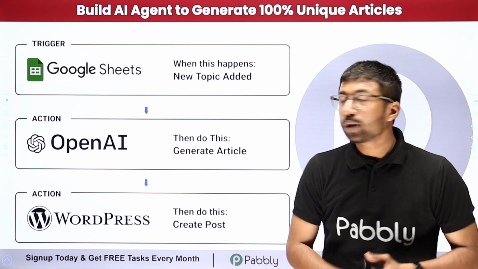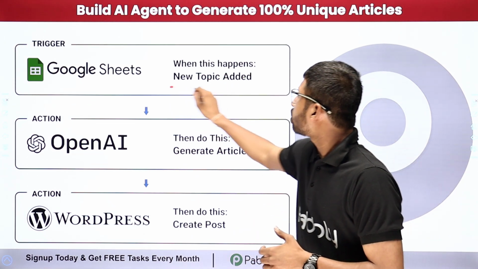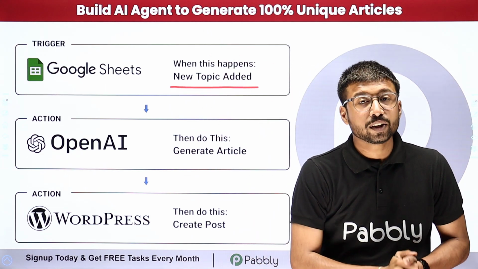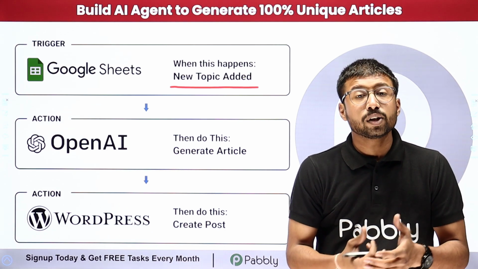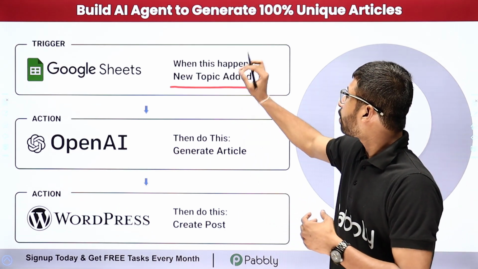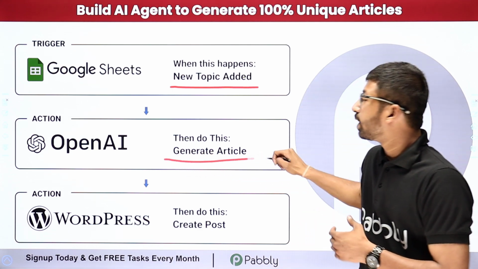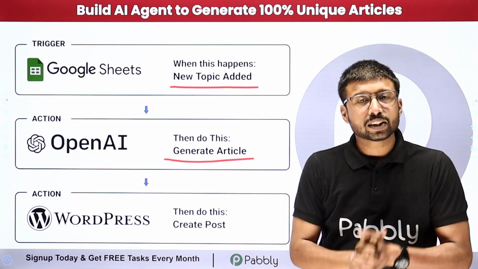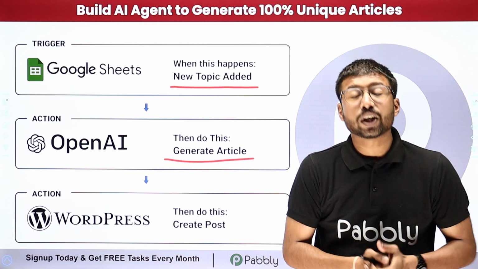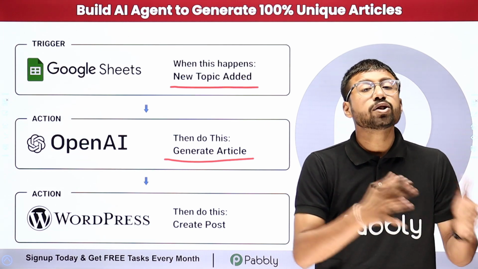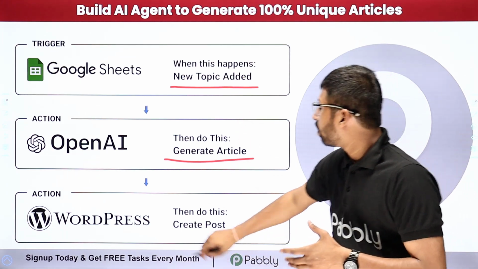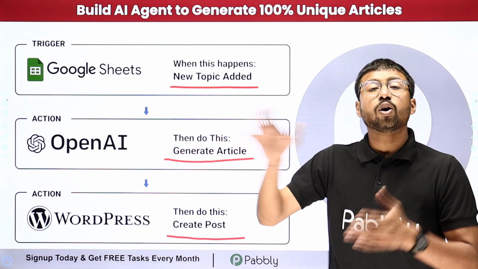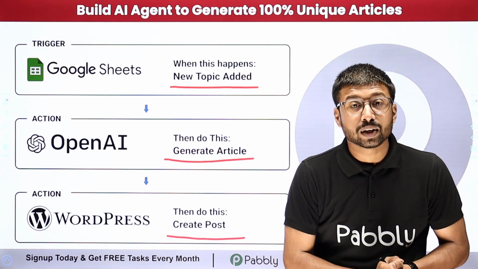We are going to build an AI agent using which, just by adding the topic of the article in your Google spreadsheet, this AI agent will trigger, it will start. Then the same topic will be sent to your AI platform like OpenAI, ChatGPT, Claude or Perplexity, using which we are going to generate the content of the article. And after generating the content, with the same article content and title, we are going to create or draft a post on our WordPress account as well.